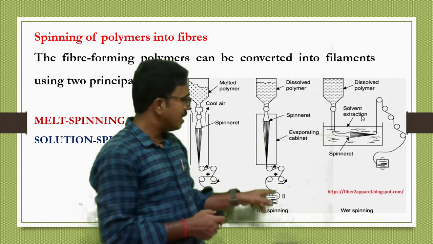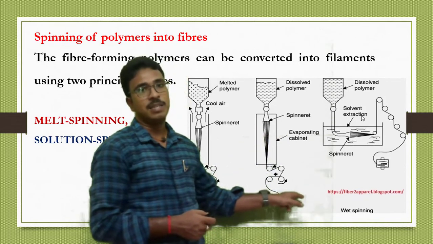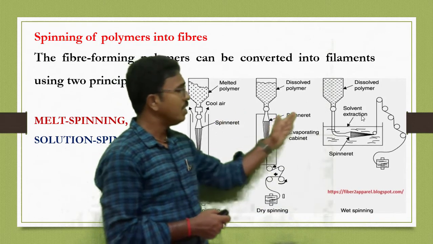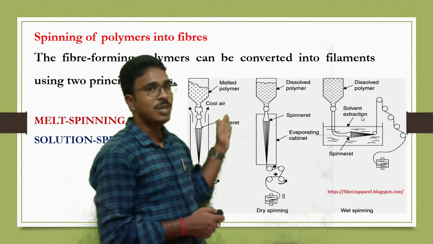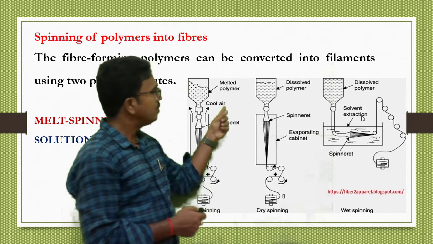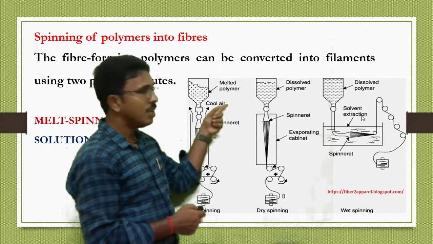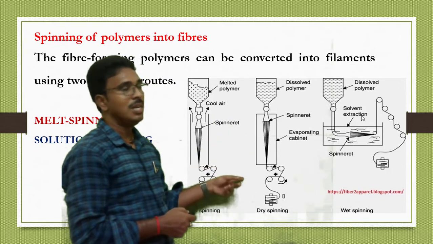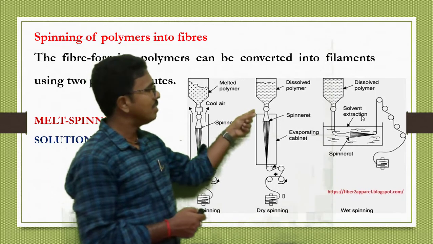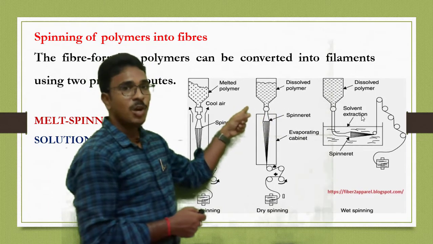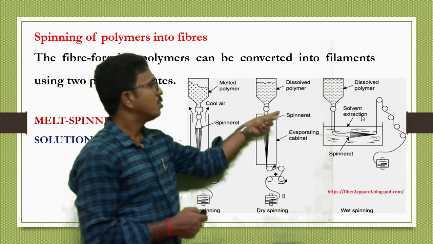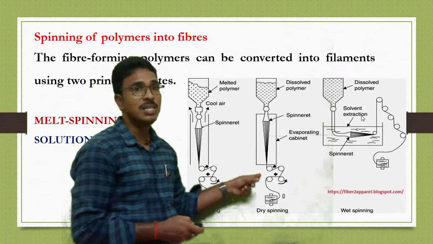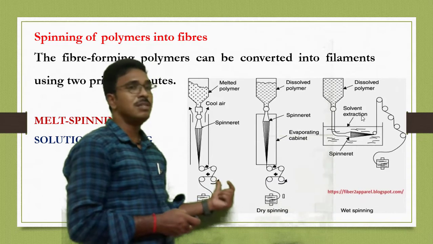The solution spinning is further classified into wet spinning and dry spinning. Okay, now you can observe differences in each and every spinning technique. In case of melt spinning, you can see that melted polymer chips are there. That is, we melt the polymer chips and pass them through the spinneret, and continuous lengths of yarn are produced. In case of solution spinning, both dry and wet spinning, we dissolve the polymer in a suitable solvent, through which we produce continuous lengths of yarn. So this is called solution spinning, and the first one is melt spinning.